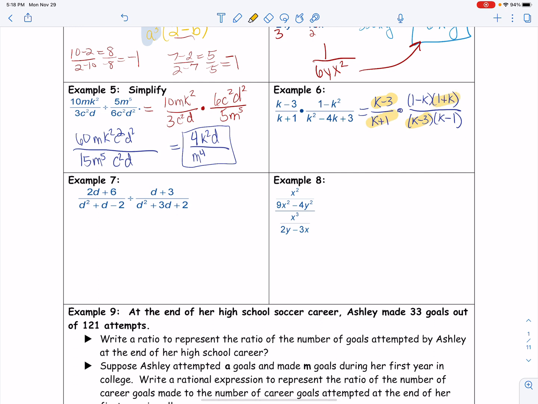K plus 1, 1 plus k. If I put a 5 in there, 1 plus 5 is 6. And if I do 5 plus 1, it's also 6. So those are the same. So those all cancel to 1.